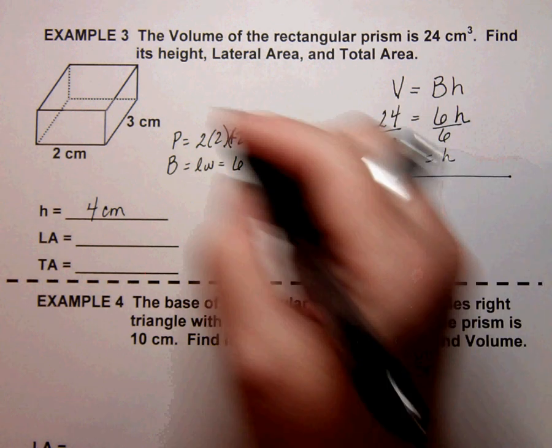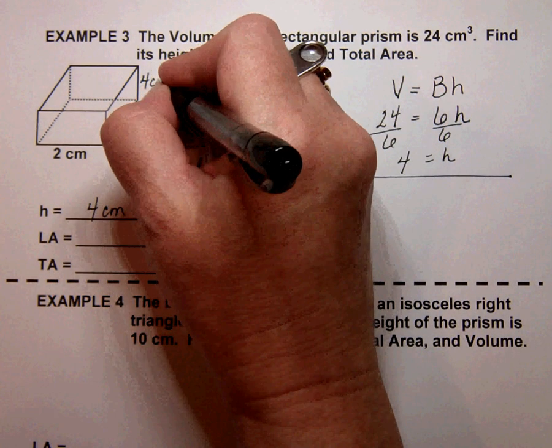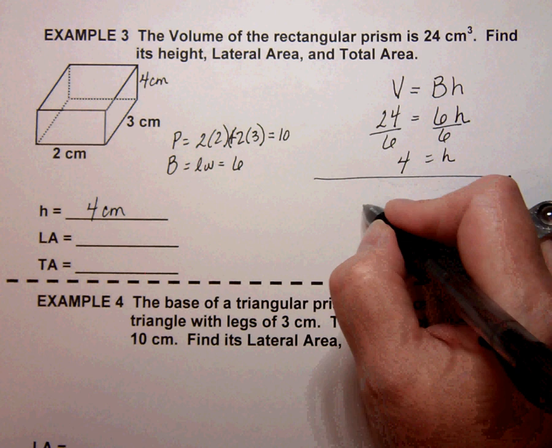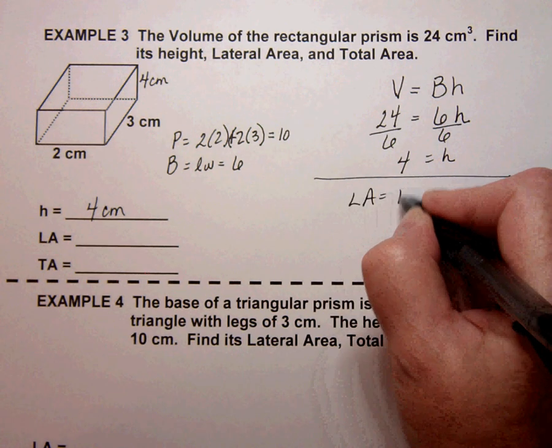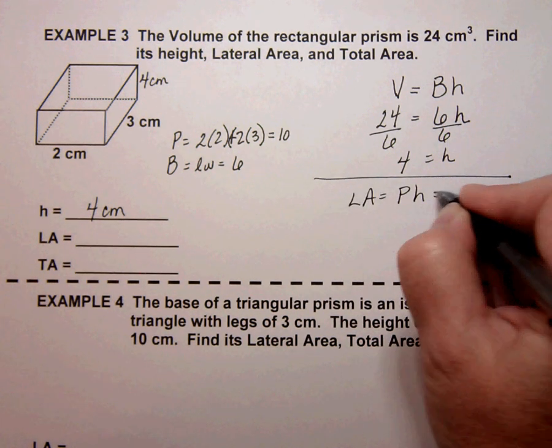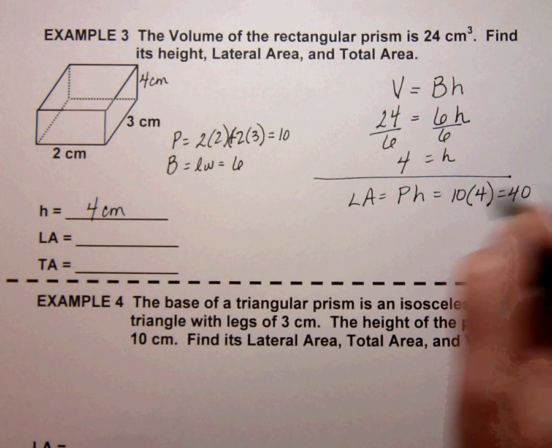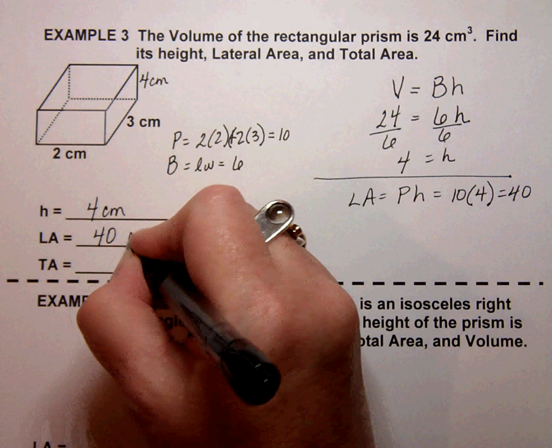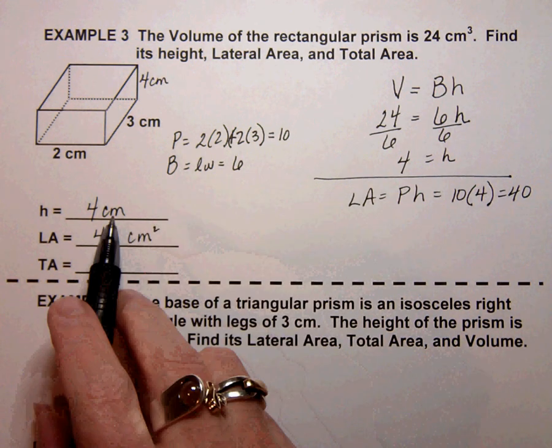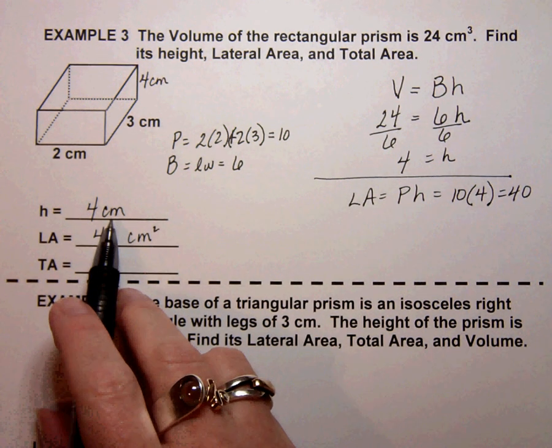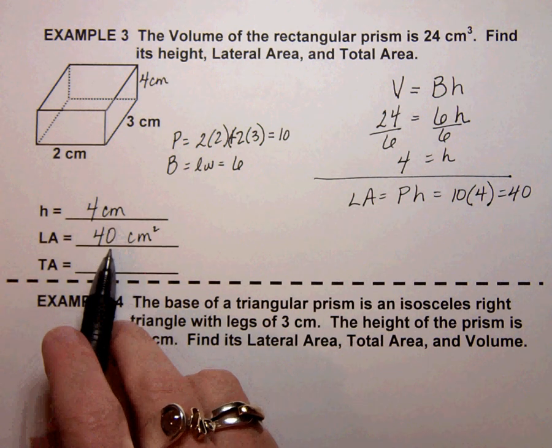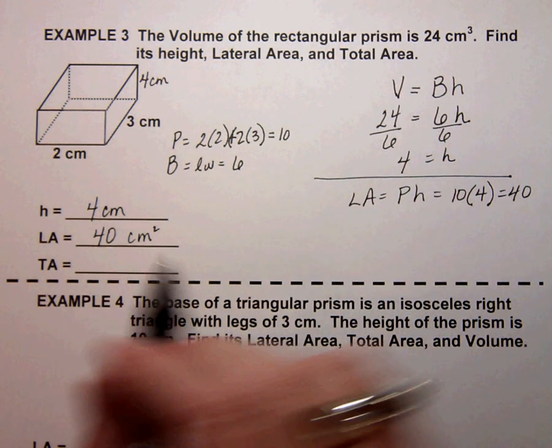Now I'm going to go ahead and label our picture. That's 4 centimeters high. So to do our lateral area, it's our perimeter times our height, so it's going to be 10 times 4. So our lateral area is 40. Now area is a square unit. Height is just a unit of measurement, so it's just centimeters. But our area will be square centimeters.